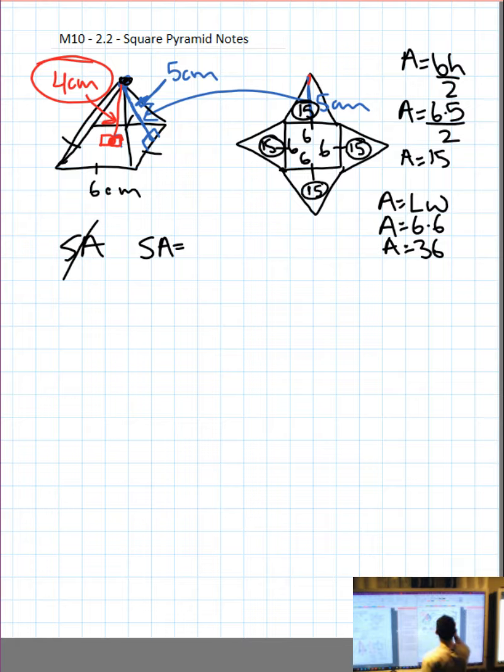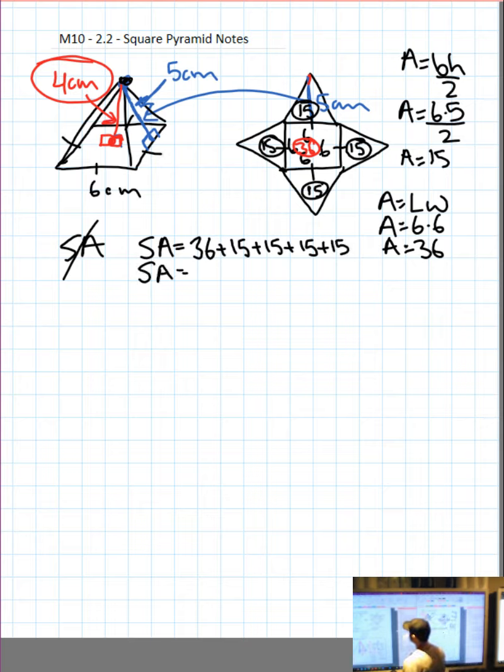Okay, so surface area equals, I'm going to add them all up. Oh, I forgot to put 36. I'm going to put 36 in the center and circle it. So I need to add them all up. So I have 36, the square in the center, and then I have 4 triangles, all of area 15. SA equals. Those add to 96 centimeters squared, because those are my units. It's squared because it's area.